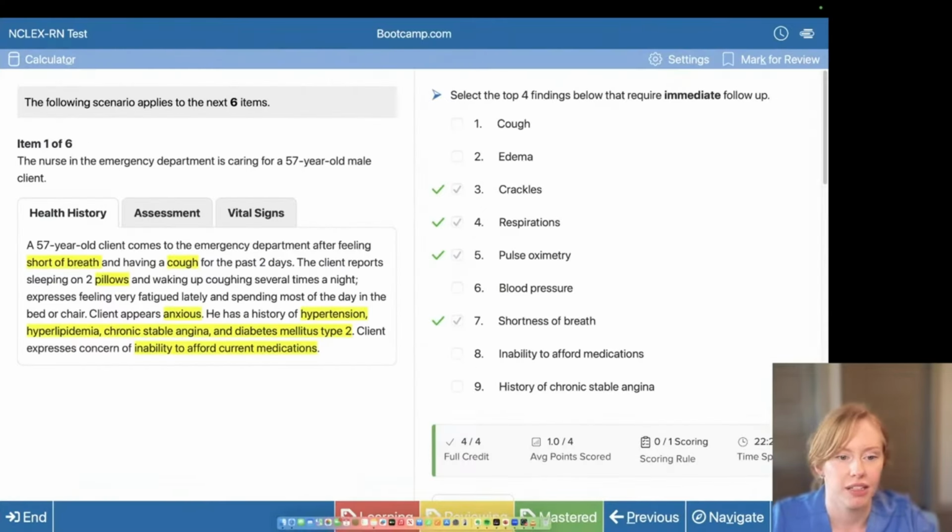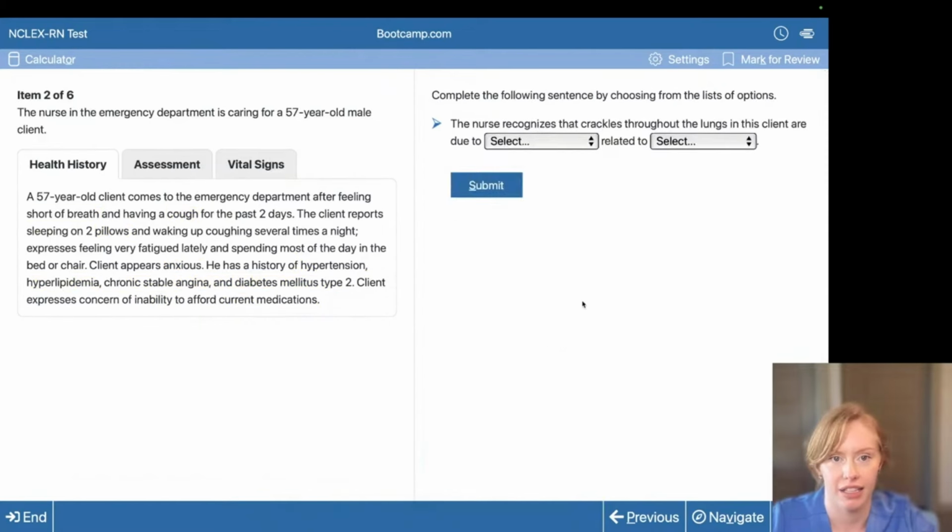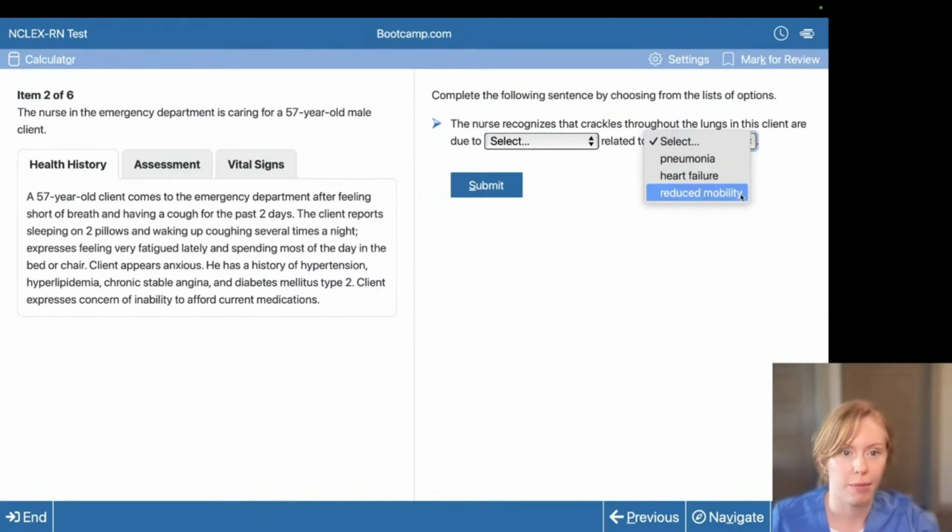So when I'm considering analyzing these cues, we're being asked: the nurse recognizes that crackles throughout the lungs in this client are due to either infective infiltrate, collapsed alveoli, or fluid accumulation related to either pneumonia, heart failure, or reduced mobility. And we're going to talk a little bit about how these findings might create crackles.